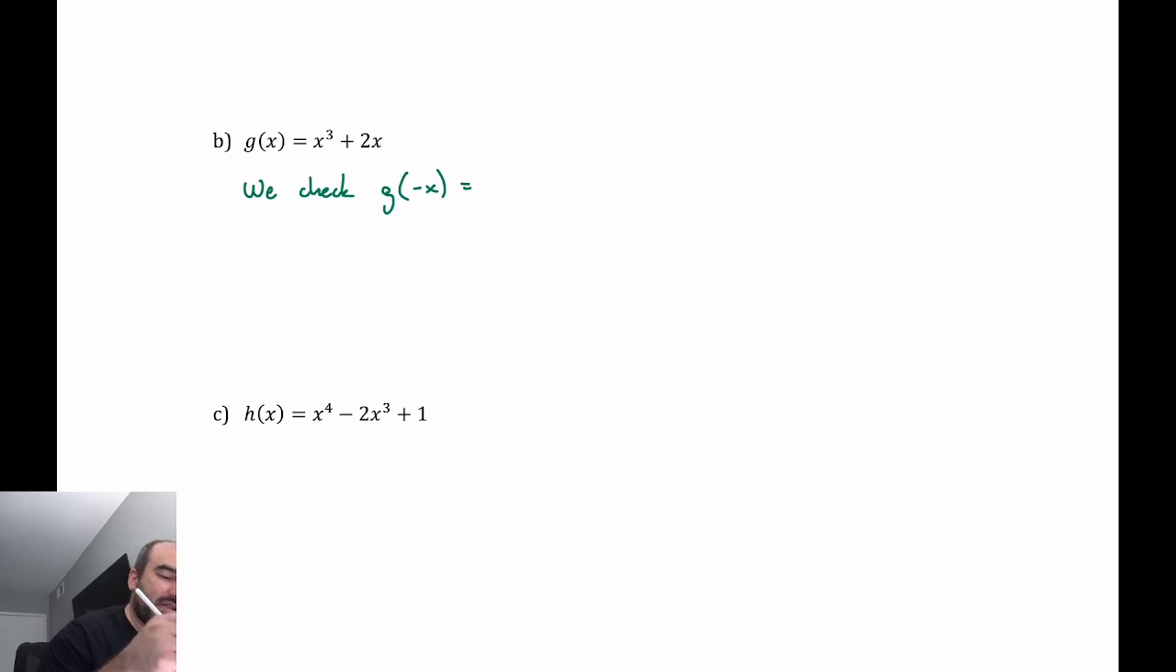If I plug in a negative x, how do I do that? How do I plug in negative x into a function? Someone tell me what to write here when I plug in negative x. It's like a negative sign on all the input x values. Okay, so the first one would be negative x cubed, right? Did I do that right? Okay. And then 2 times negative x. All right, so we replace the x's with negative x's.